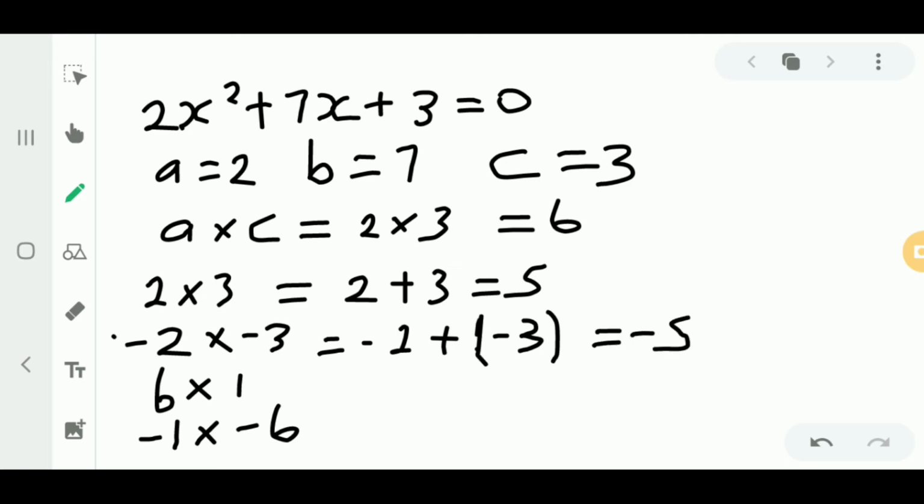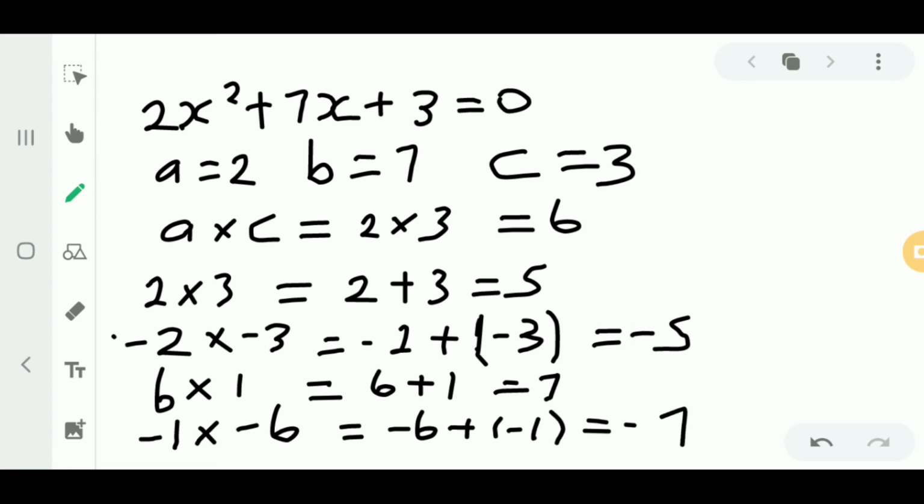That's minus 5. 6 plus 1, that's 7. Minus 6 plus minus 1, that's minus 7. And remember, we want to get a positive 7 for what b is. So that means we're using this option here, 6 plus 1. So we're substituting 6 plus 1 for 7x.